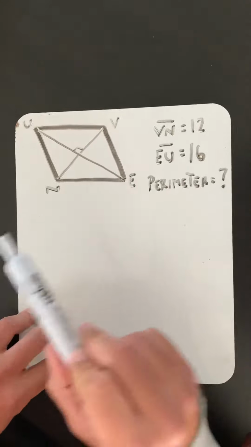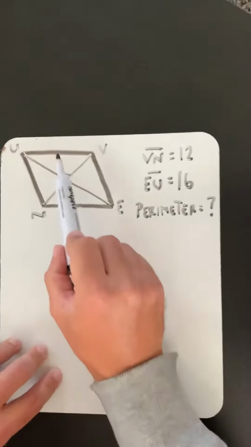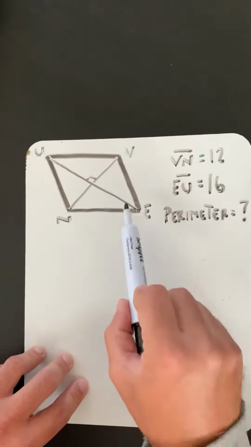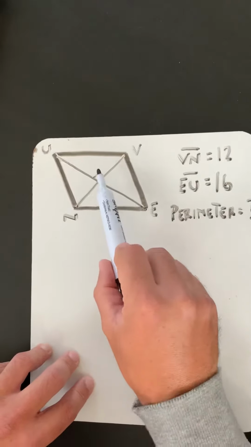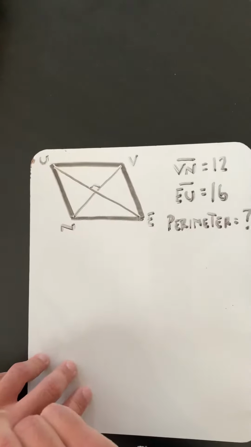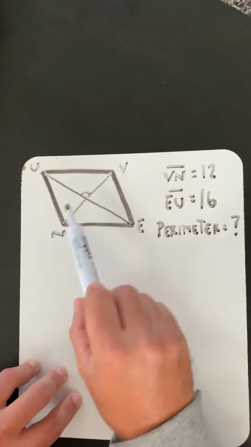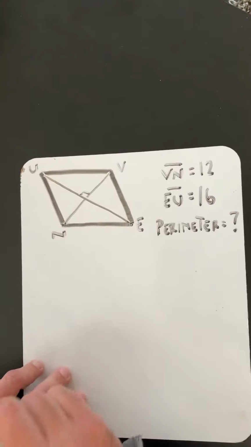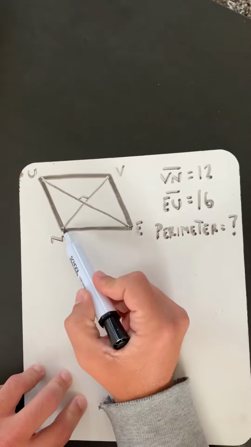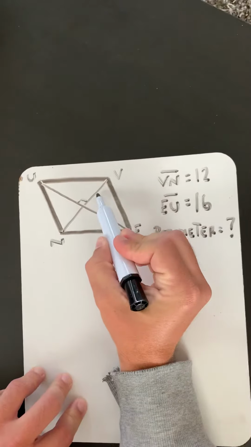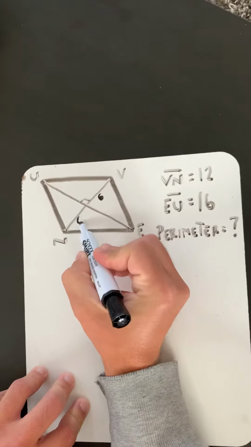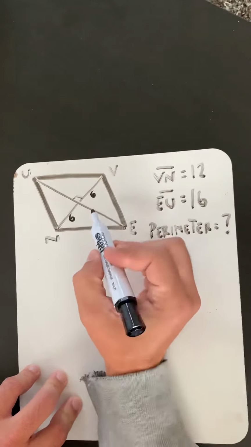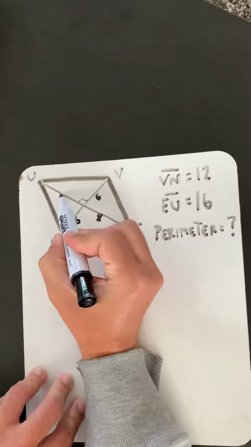Well, based on the rules I gave you earlier about a rhombus, we know that a rhombus has 4 equal sides, and it has 2 diagonals that when they intersect each other, they create 4 right triangles. Also, when those diagonals intersect each other, they are bisecting one another, meaning that they are cutting each other in half. Therefore, if they tell us that the entire diagonal VN is 12, that means this piece is 6 and this piece is 6. And if they're telling us that EU is 16, that means this piece is 8 and this piece is 8.